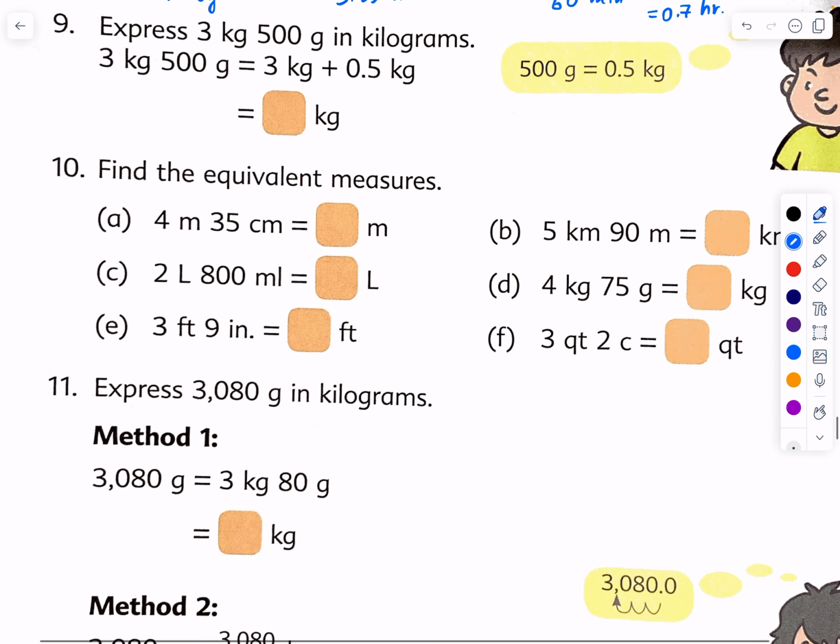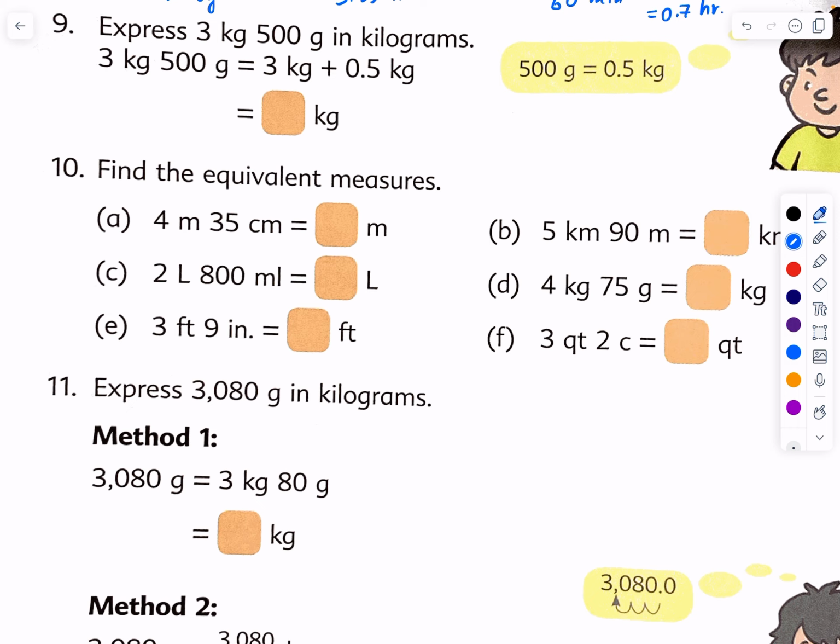Express. Again, express is the word that just means convert, translate. Express 3 kilograms and 500 grams into kilograms. Now, you see, we have 2 parts, 3 kilos and a fraction, so it's just 3.5. Now, let's take a look again.